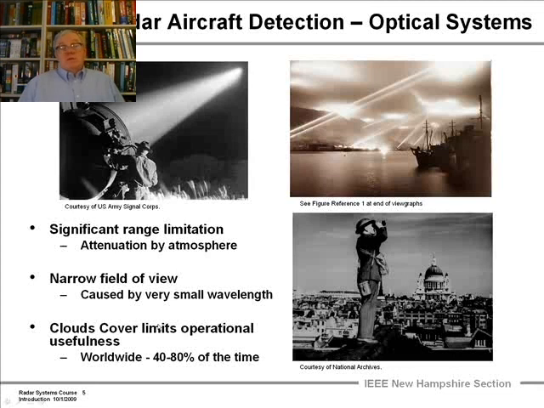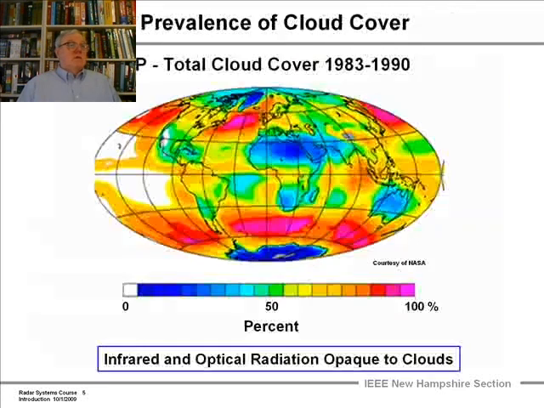Light won't allow you to see through cloud cover, and worldwide, 40 to 80% of the time, things are covered. If you look up at a certain point in the sky, there's clouds in the way of where you want to see. To give you a worldwide view of that, this is a NASA photo of a study that was done over a period of many years in the 1980s, looking at total cloud cover in the world.